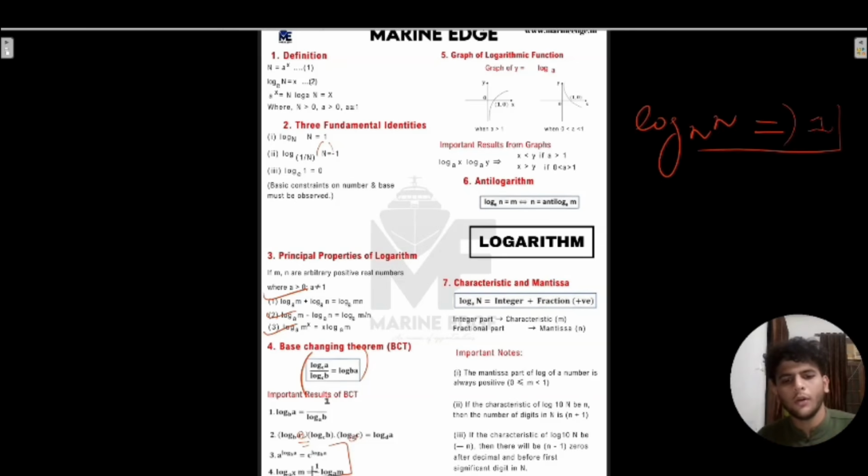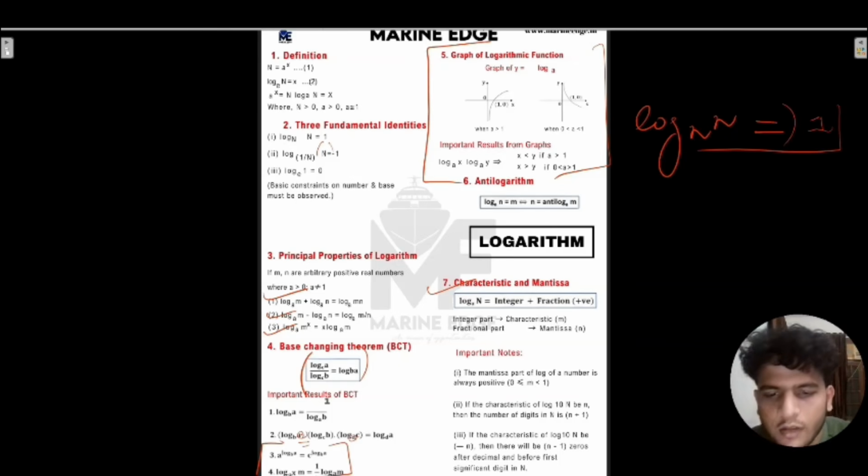Okay, this is also important, so you can take a good glance at these topics. That is a graph of logarithmic functions. This is important: the characteristic and mantissa. For log base a of a number, the integer part is called the characteristic, and the fractional part is called the mantissa, which is denoted by n.